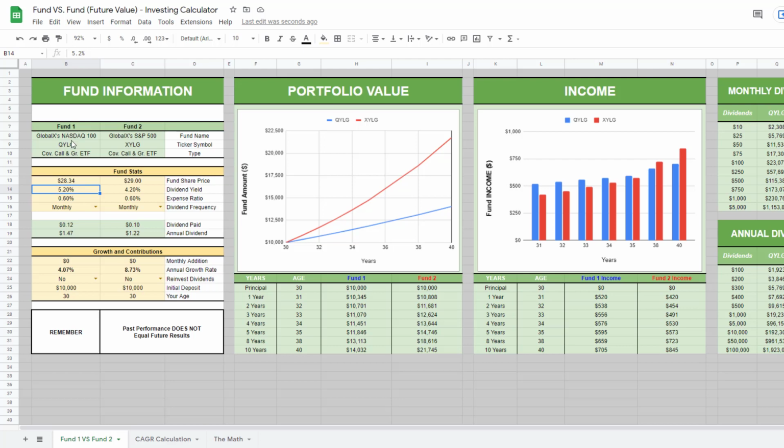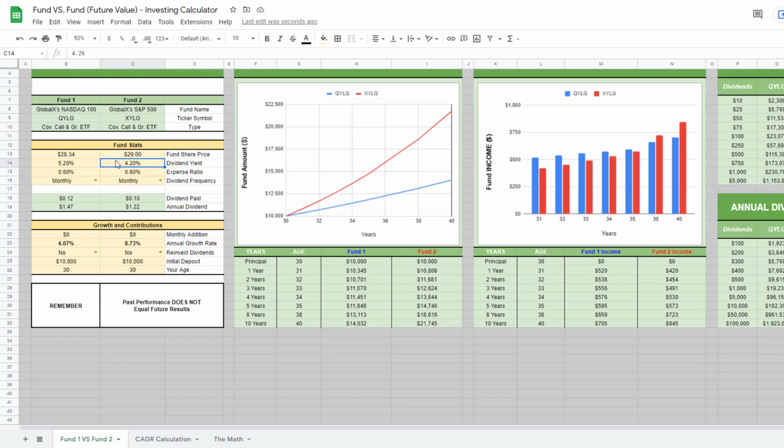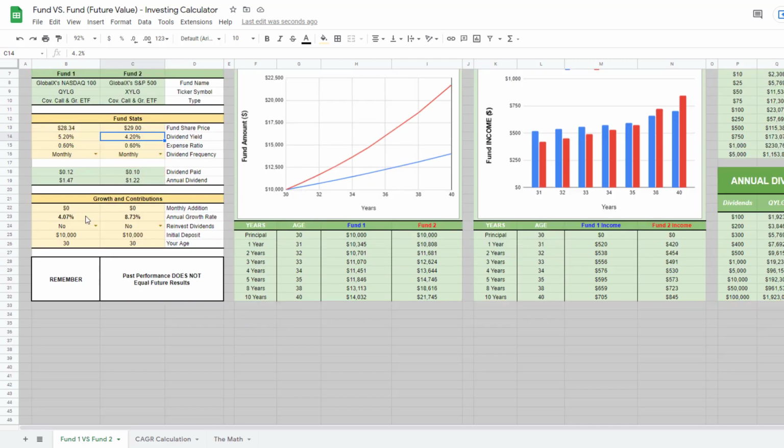If you recall, QYLG was sitting at 5.2% before that large December 2021 payout, and XYLG was sitting around 4.2% dividend yield. If you invested today, you are probably going to be receiving these type of yields starting today over the next 12 months. And then the annual growth rate. So if you develop the CAGR numbers for QYLG and XYLG, if you remember the starting value and the ending value for these different funds.